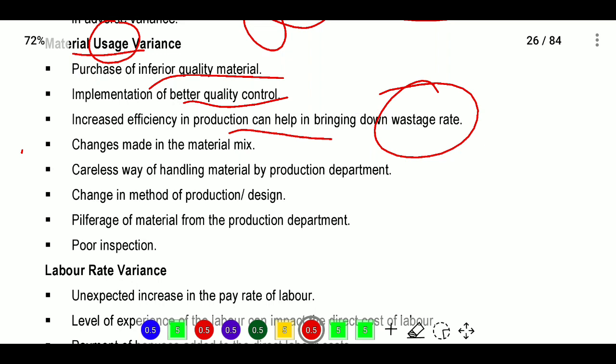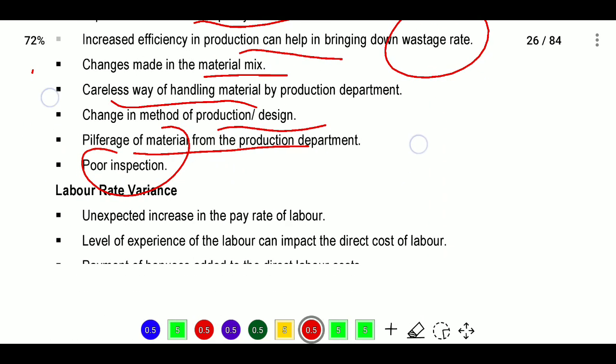Next, changes made in material mix. So you are using A and B, now you are producing with A and B and C, that is a change in mix. Next, careless way of handling material by the production department, then material may be wasted, then variance will come. Next, change in method of production or design. So you are changing some design materials. Next, pilferage of materials, means small theft is going on from the production department. Poor inspection, they are not inspecting.